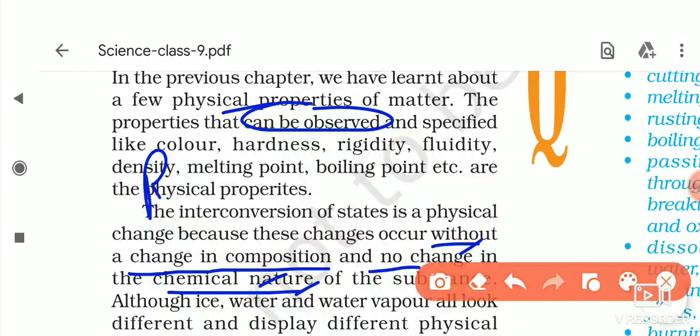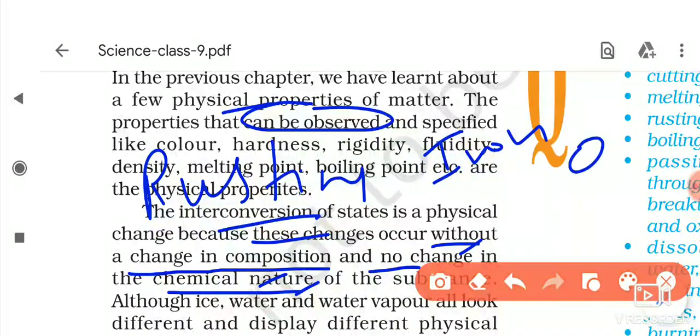For example, rusting is not a physical property, it is a chemical property, because when iron reacts with another substance like oxygen or water vapors, then rusting takes place. It means there is a change in the chemical property because rust is different from iron. It has different chemical nature.